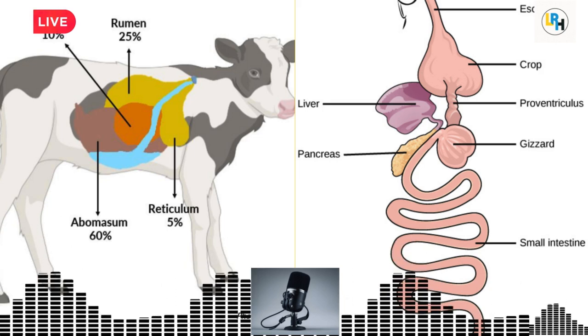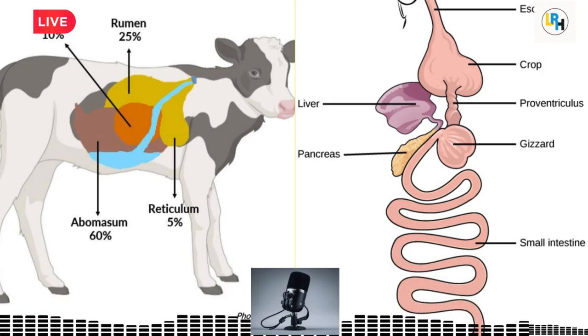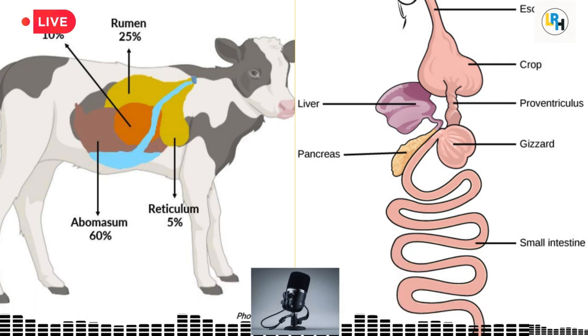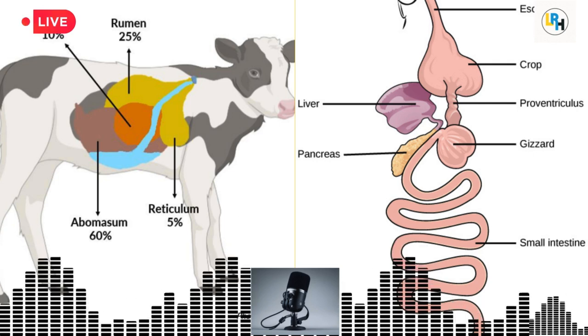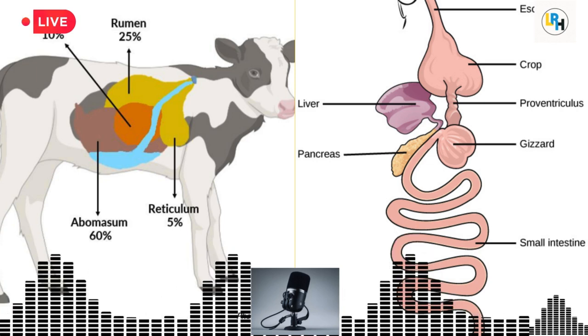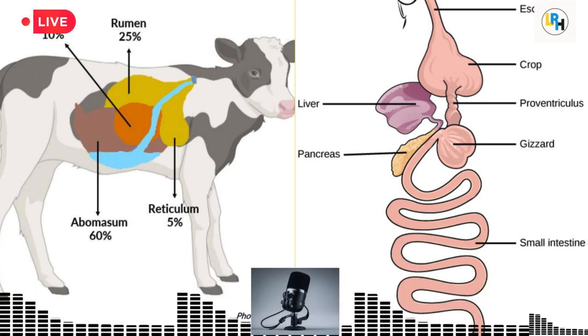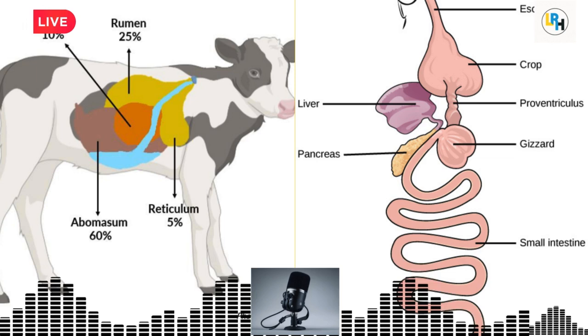The small intestine. This is where most of the nutrients are absorbed into the bloodstream. So just like humans, nutrients from the digested food are absorbed in the small intestine. Let's take some questions before we end today's session.